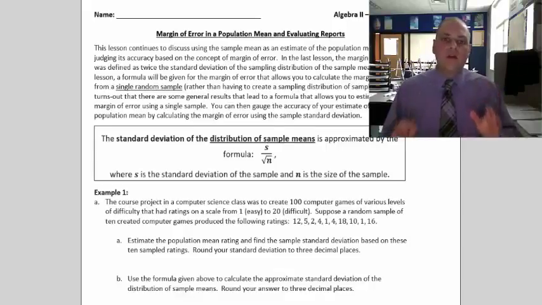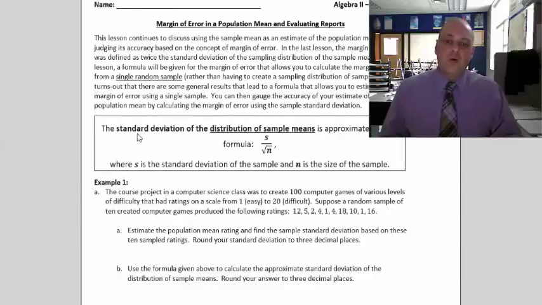Okay, now we're going to continue in this lesson with margin of error, and this is going to wrap up our margin of error area of the course, looking at population means now, not population proportions. And then we're going to bring back the population proportions and do some real life examples, looking at some newspaper articles. So we're going to start off with our formula for the standard deviation of a distribution of sample means. This is when we have actual data, not proportions.